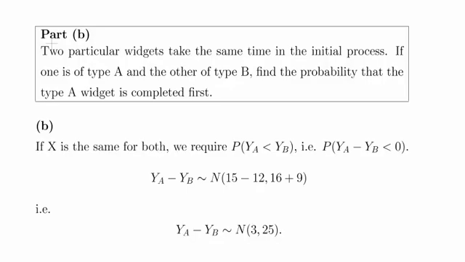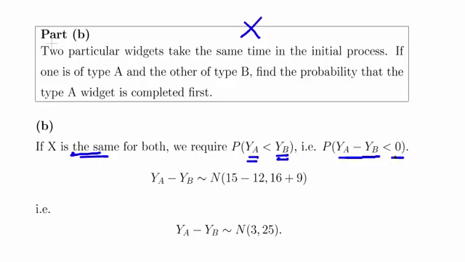So part B is as follows. Two particular widgets take the same time in the initial process. So the first process X is the same for both. If one is of type A and the other is of type B, find the probability that the type A widget is completed first. So essentially we're comparing the secondary processes for the type A widget and the type B widget. If X is the same for both, we require YA to be less than YB, which is to say that the difference is less than 0.